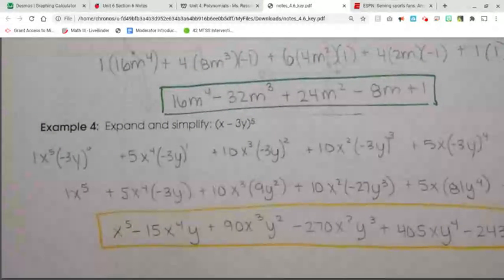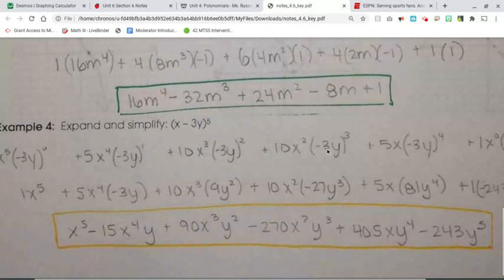Okay, so in the first one, negative 3y to the 0, anything to the 0 power will just go away. So we have 1x to the fifth, which is just going to be x to the fifth. 5x to the fourth and negative 3y to the first. Well, negative 3y to the first is just negative 3y. 10x to the third and negative 3y squared. Well, negative 3 squared is 9. Negative 3 times negative 3 and y squared.